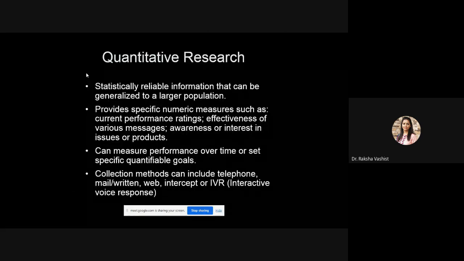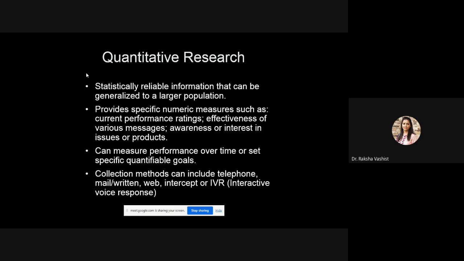Then another type of research is quantitative research as well as qualitative research, which I have not mentioned in the previous slide. When we talk about quantitative research, quantitative means what we can count, what can be measured in terms of numbers. So in quantitative research, statistically reliable information can be generated for a large population.